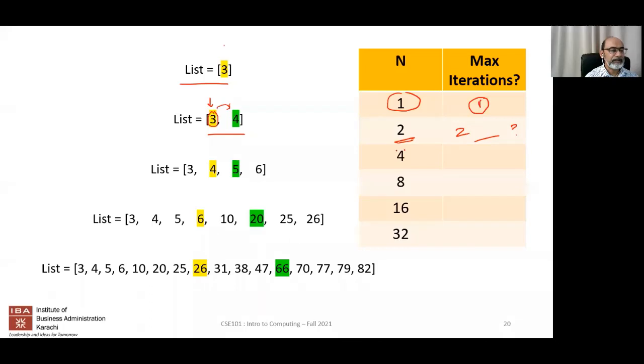Okay, so let's see what happens when it becomes bigger. Now the list is doubled. I keep doubling the list. Now, how many iterations? What's the maximum iterations it will take?